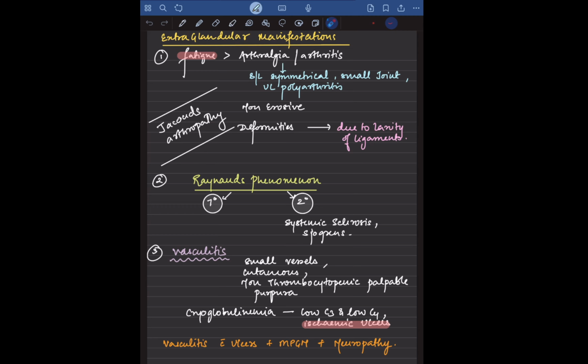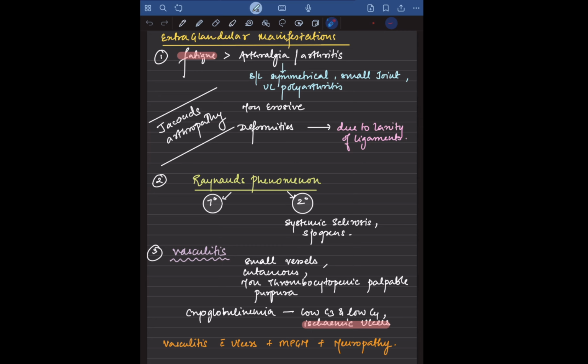Okay, so extraglandular manifestations: we have fatigue, which is most common. Many books give arthralgia as a symptom, but no, it is fatigue which is more common. There is a bilateral symmetrical small joint polyarthritis. It is a non-erosive type of arthralgia if it is there, and the deformities would be because of laxity of the ligaments. Now there could be Raynaud's phenomenon as well. It could be primary or secondary. Secondary, if we have systemic sclerosis and Sjogren's syndrome. Raynaud's phenomenon we are all aware of, so that would be seen.